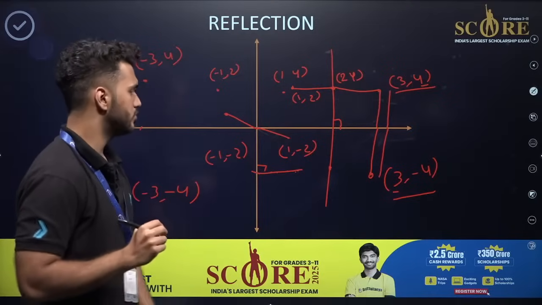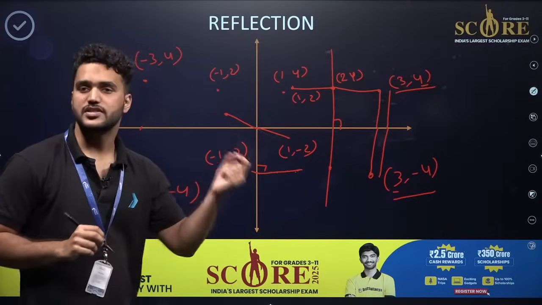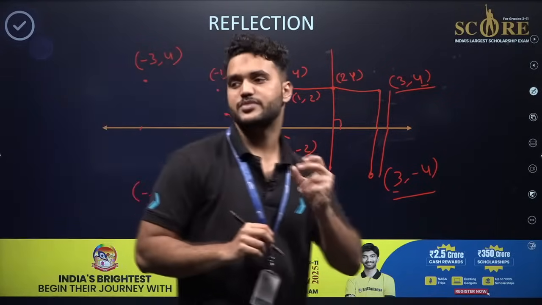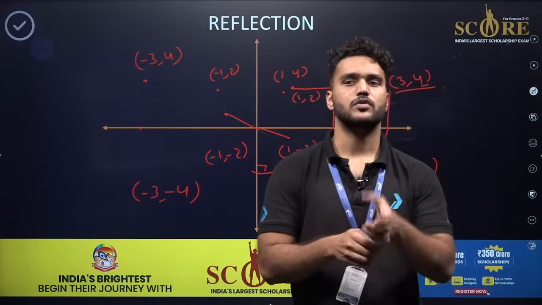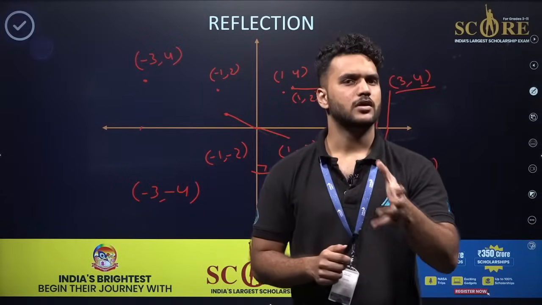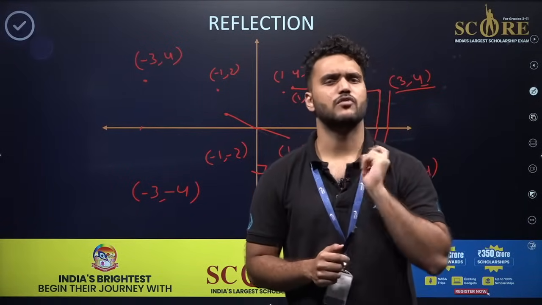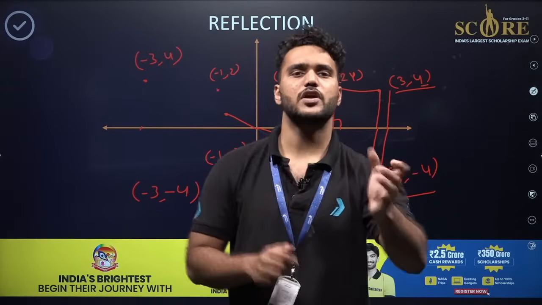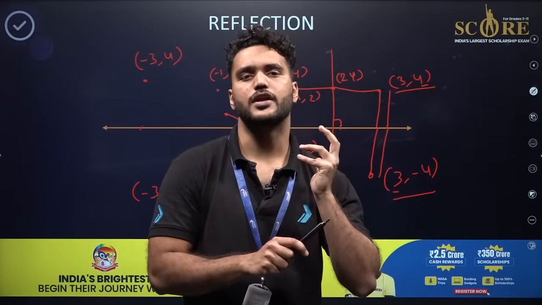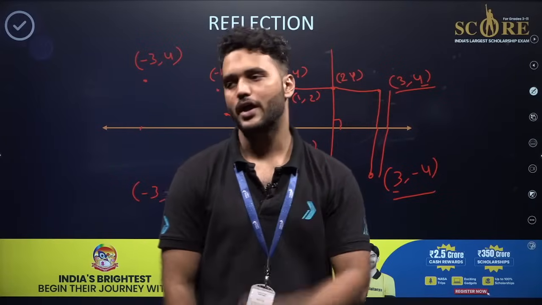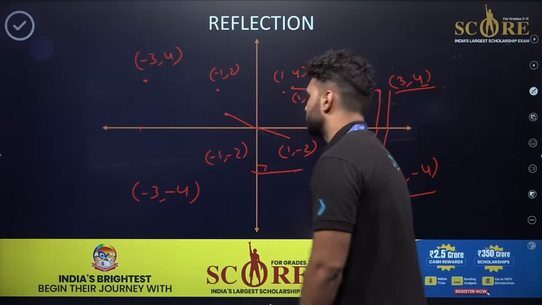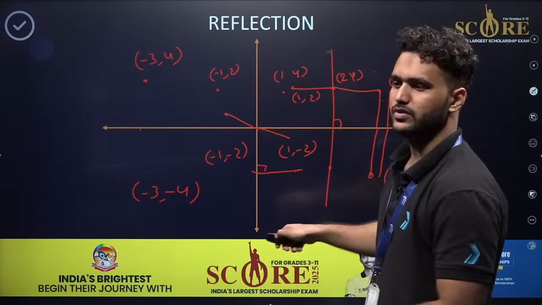Now what you have to do is just change the symbol of ordinate as well as abscissa. Whenever you have to find the image with respect to the origin, what you have to do? Change the symbol of abscissa as well as ordinate. You have to change the symbol of the x coordinate and change the symbol of the y coordinate. Now let's do a little question related to this concept.